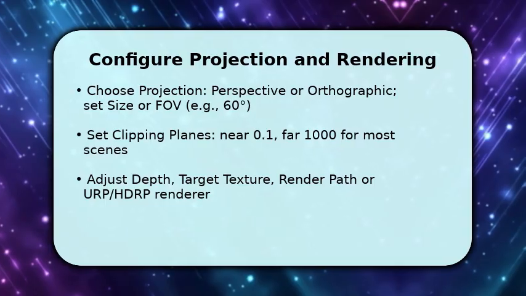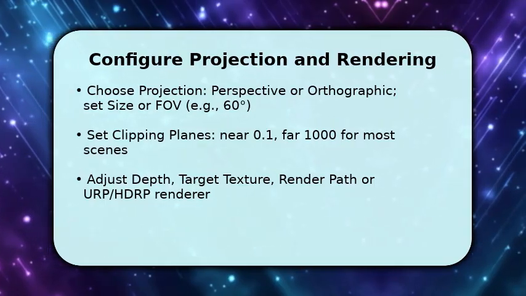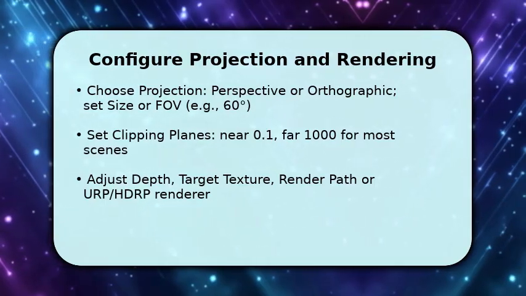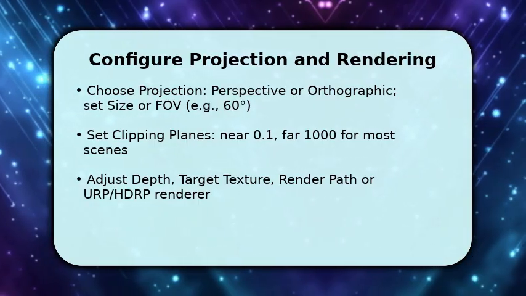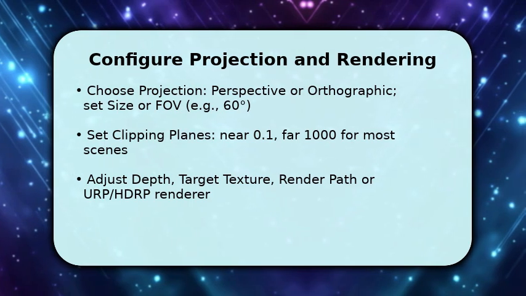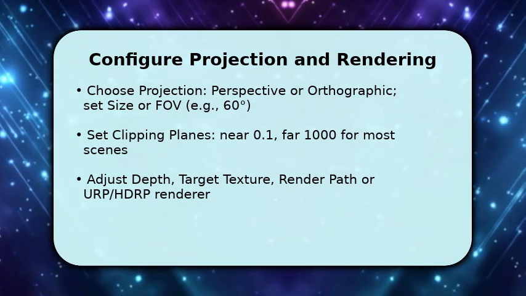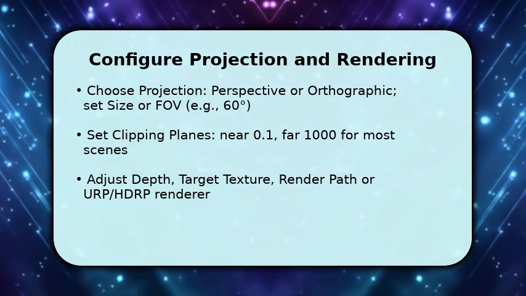Assign target texture if using render textures, and set depth to control camera order. If using URP or HDRP, make sure the camera uses the correct renderer and post-processing volume. These steps define visual output and performance.